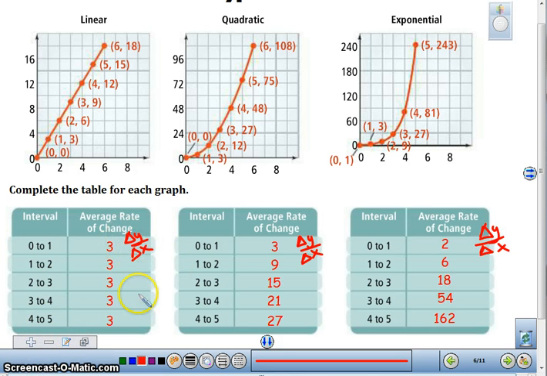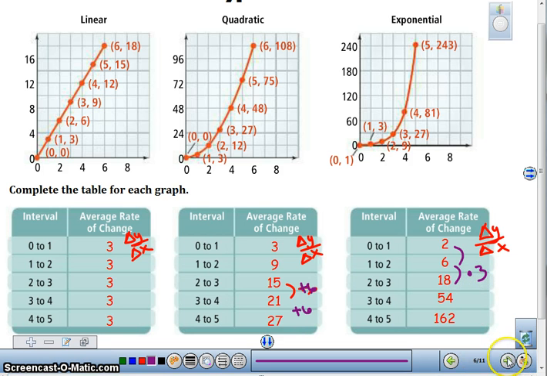You can now see these different rates of change as you're looking at them. Here, nothing changes, always the same. Here, what's happening each time if we look at those rates of change? Well, from 3 to 6, 9 to 15, 15 to 21, we are always adding, in this case, 6. Always adding 6, so those are continuing to go up. This is going to be our quadratic. And the exponential, from 2 to 6, from 6 to 18, we are multiplying by 3.